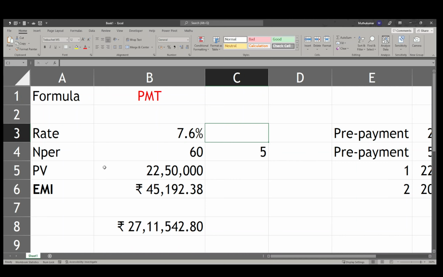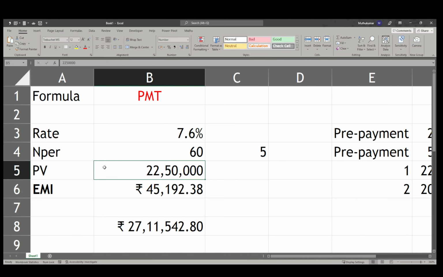You're getting a loan, 25 lakhs. And your bank is going to give you some discount, like just make a prepayment of 10 percent. So 2.5 lakhs you paid out. So now you are going to take a loan of 22 lakh 50,000.